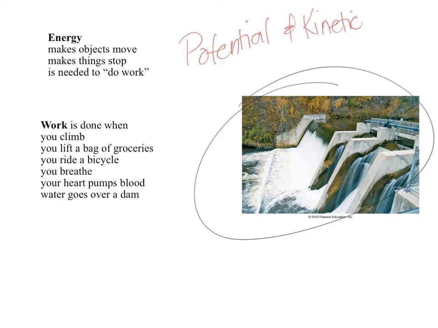As the name implies, potential energy is potentially there. It's there, it's available if needed. Kinetic is energy of motion or movement. Okay, the basic definition of energy: makes objects move, it makes things stop, and energy is needed to do work.